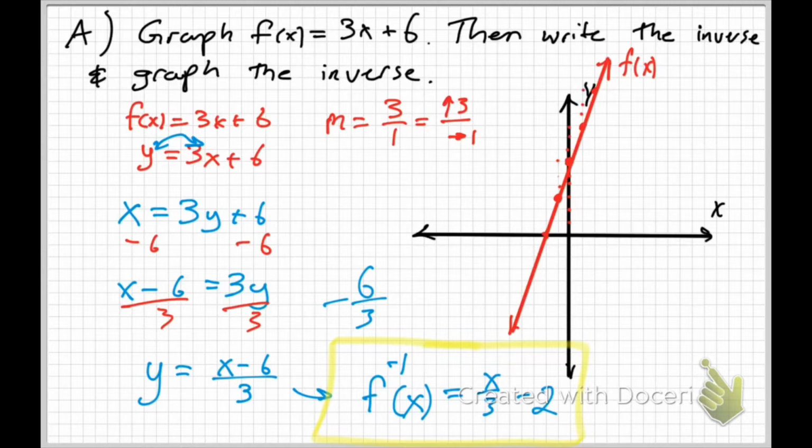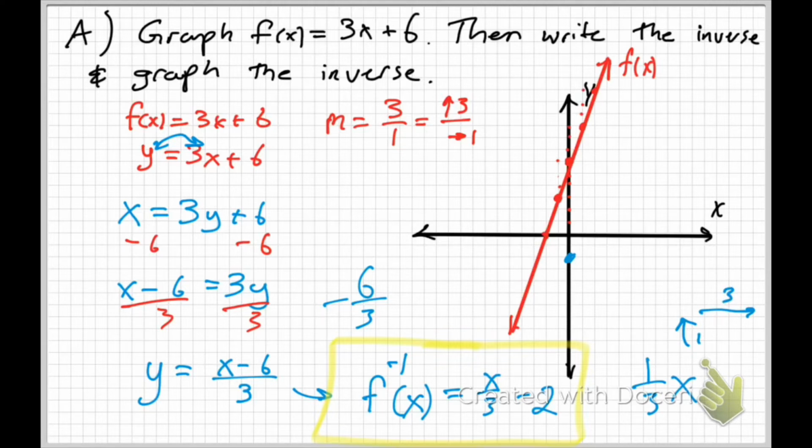So my y-intercept is negative 2. It's right here. And then my slope, well, what's my slope here? Now it's x over 3. That's the same thing as 1/3 x. So my rise is going to be up 1.